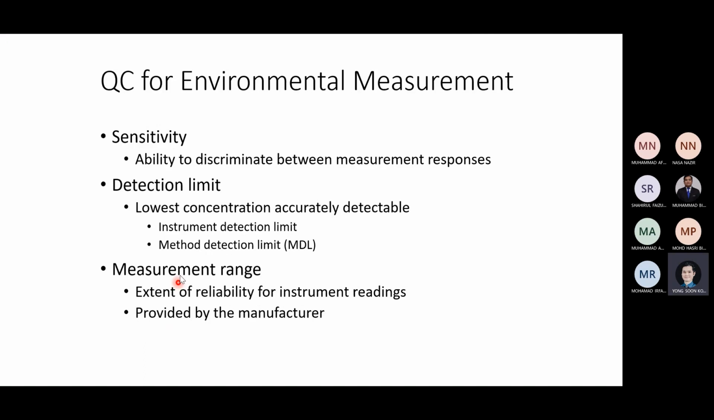When we talk about QC in environmental measurement, there are a lot of things we need to consider in our instrument: how sensitive they are, how small an amount they can pick up, the detection limit, and also the measurement range. Always make sure the measurements fall within the instrument's ability. A sampler like ourselves may not need to consider this, but later you're going to do your assignment. You're going to write a sampling and analysis plan. Now this one is compulsory.